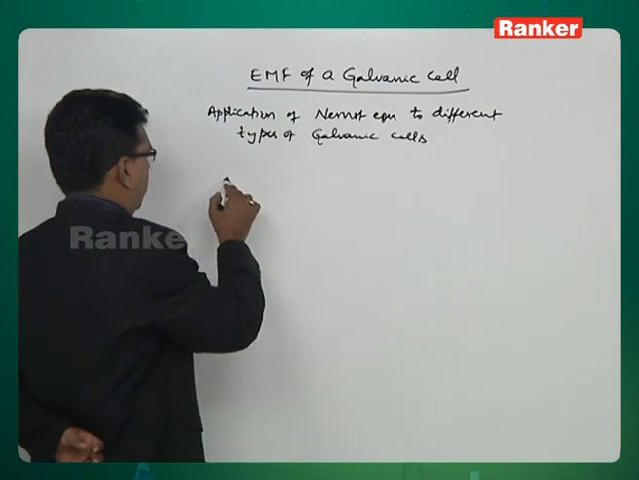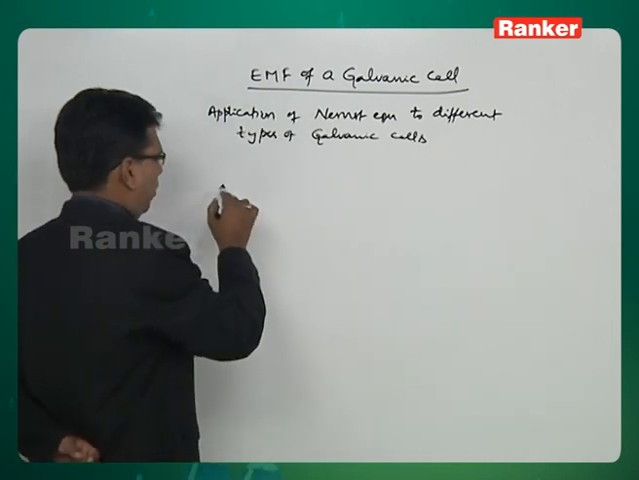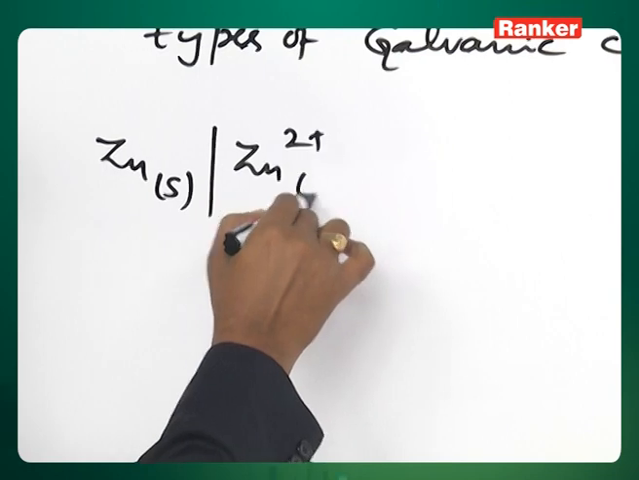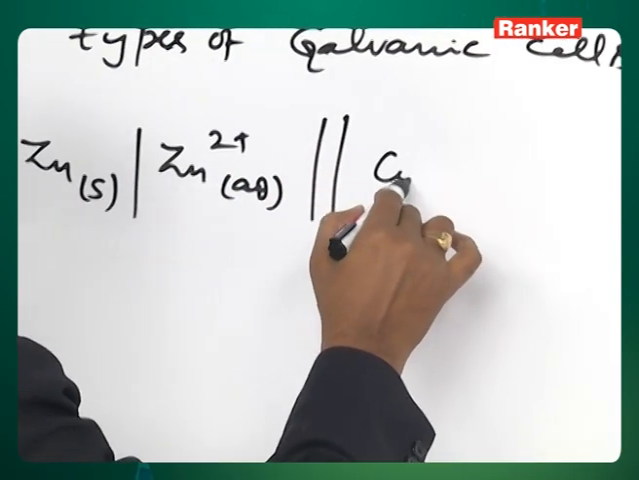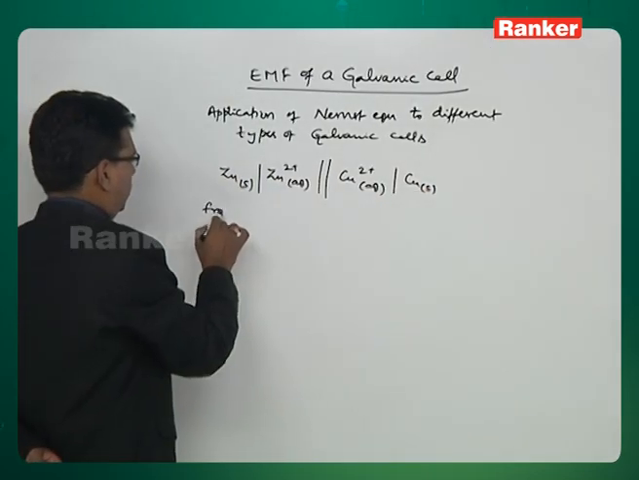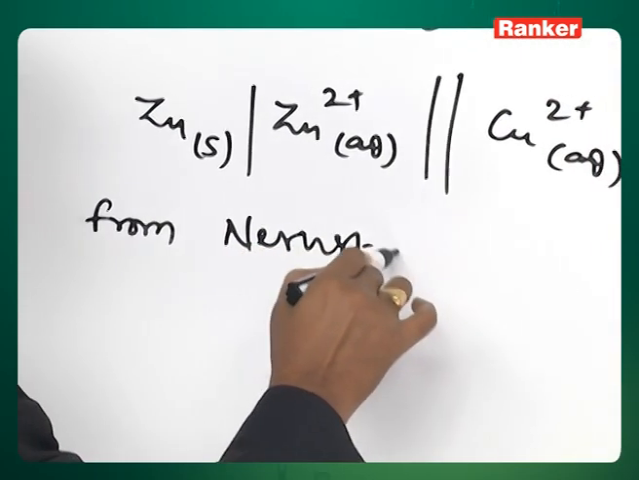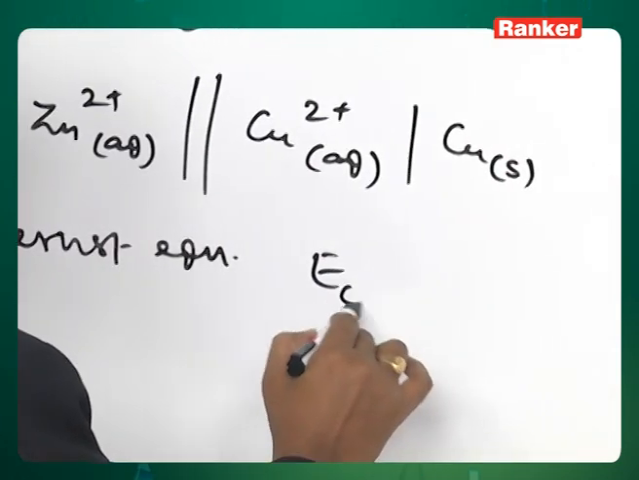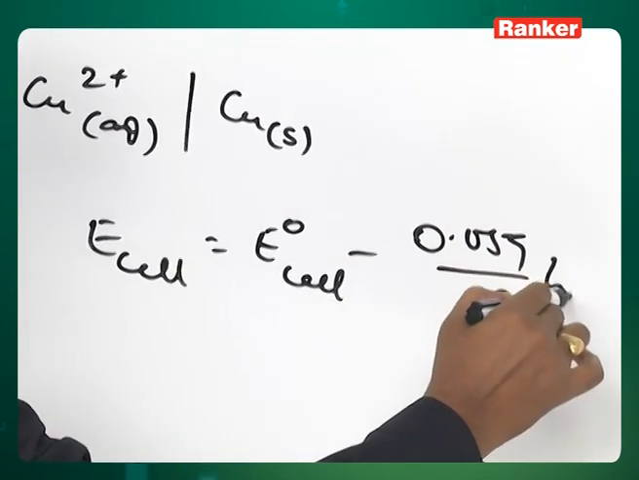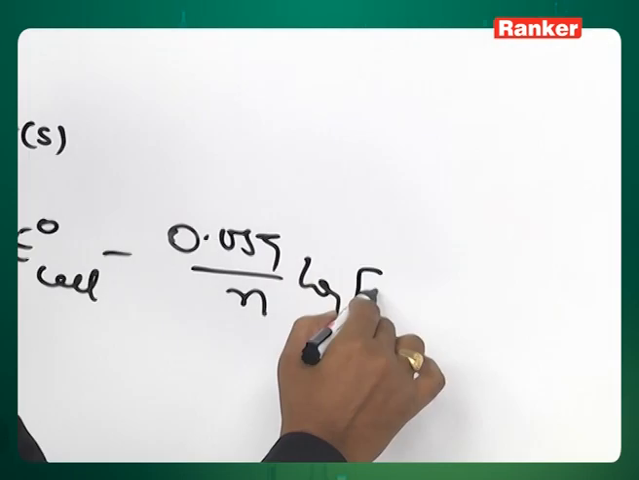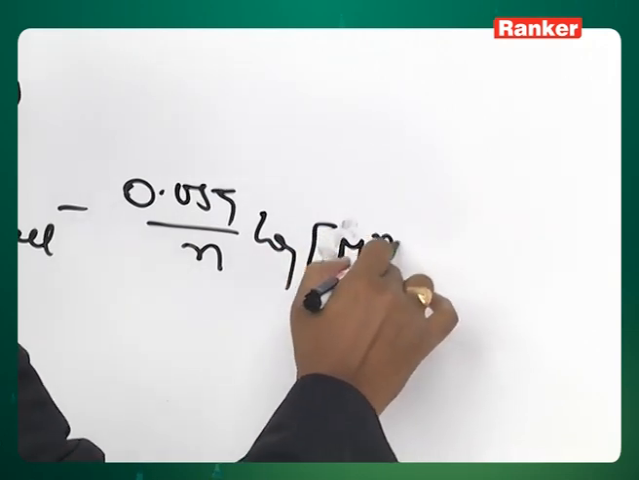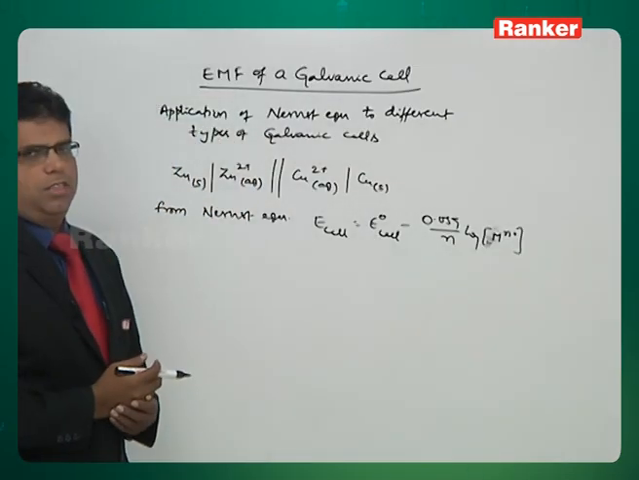For example, as usual, if you take a metal ion galvanic cell, suppose you take Zn, Zn2+, Cu2+, Cu. From the Nernst equation, E cell is equal to E naught cell minus 0.059 by n log M^n+. This is what the Nernst equation says.